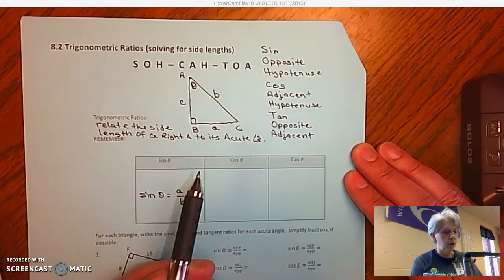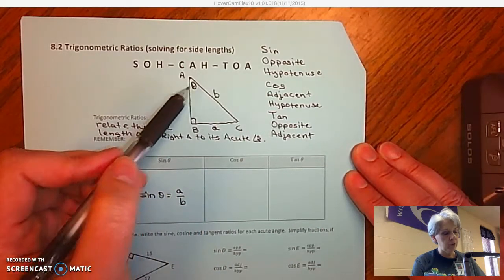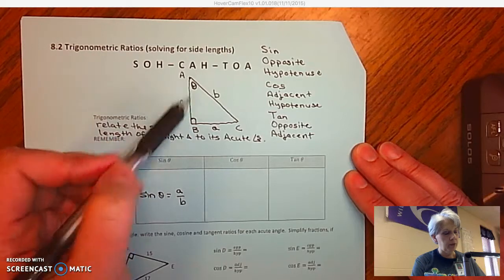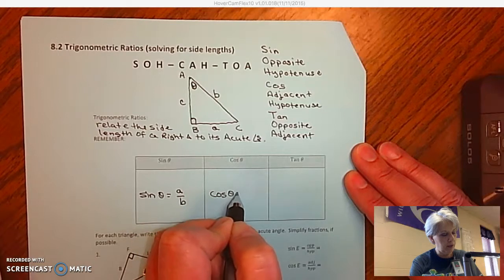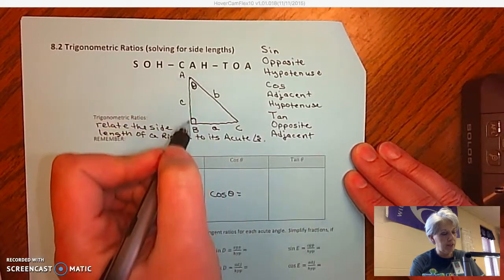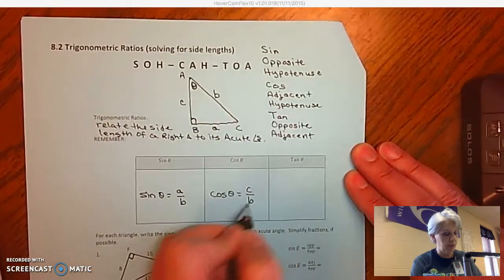Cosine is adjacent over hypotenuse. So here we are at theta, and we're going to look at cosine. Well, that's going to be the adjacent here. So cosine of theta, okay, and adjacent is C, and then over hypotenuse, which is B.